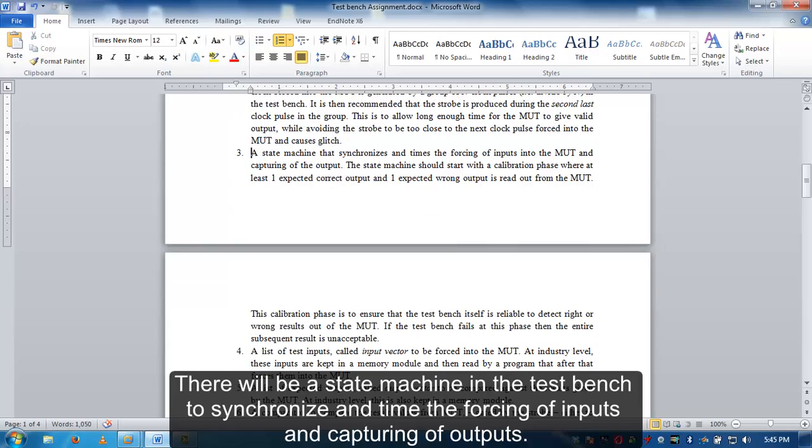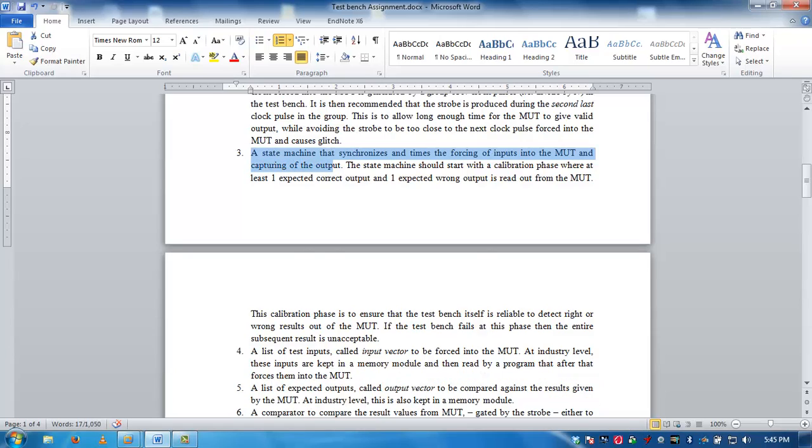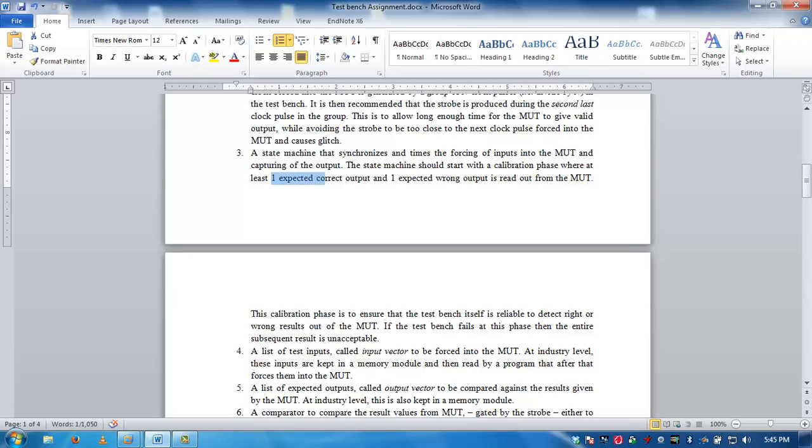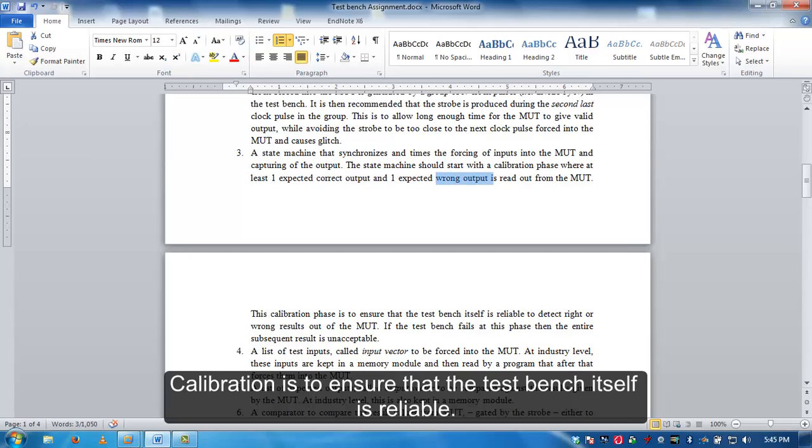There will be a state machine in the test bench to synchronize and time the forcing of inputs and capturing of outputs. This includes a calibration phase where comparisons are done on correct and incorrect output. Calibration is to ensure that the test bench itself is reliable.